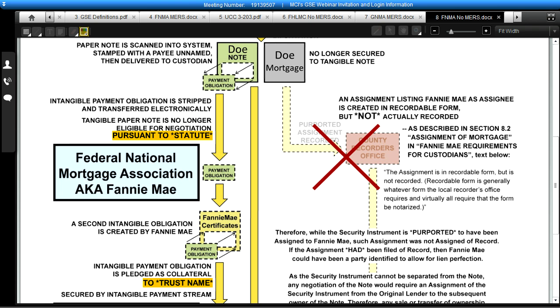Again, therefore, the security instrument is purported to have been assigned to Fannie Mae, and such assignment was never assigned of record. If the assignment had been filed of record, then in this case, Fannie Mae could have been a party identified to allow for lien perfection.